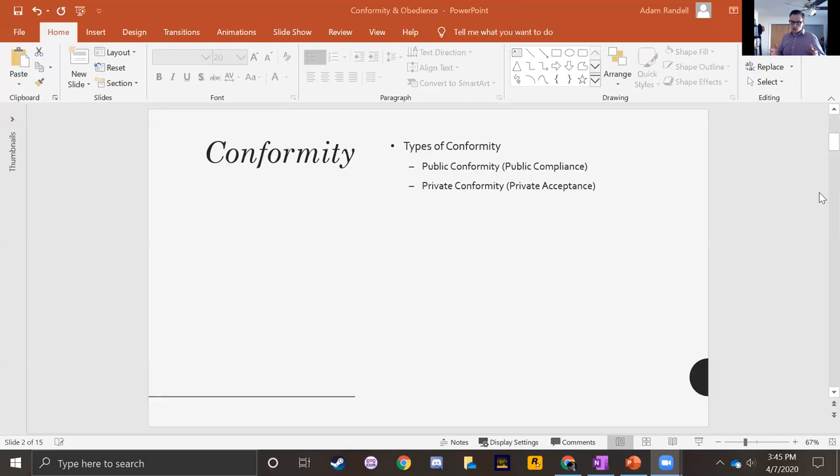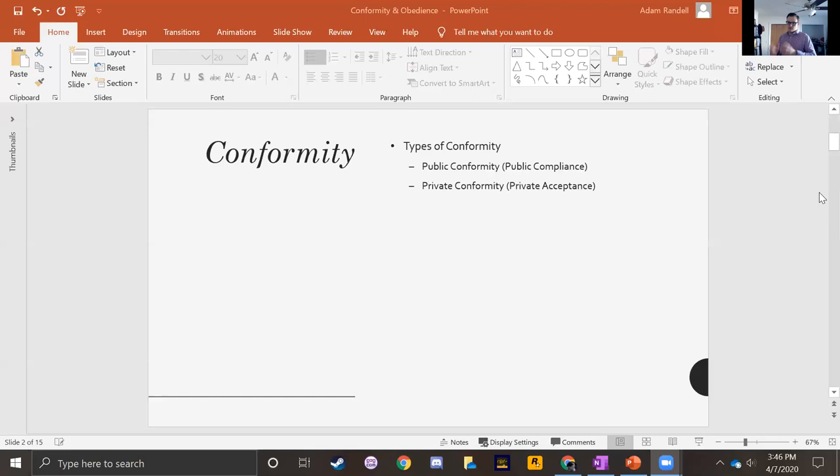Private conformity, on the other hand, is not only changing your behavior to match what everybody else is doing around you, but you're also changing your attitudes towards the behavior. You're changing whether or not you think that was the right thing to do. So, going back to that example, you walk into an elevator where everybody's facing the back. You might absolutely feel that urge to face the back of the elevator. But if you're privately conforming, you might also begin to start thinking, well, maybe this is what people are doing now. Maybe this is what we're supposed to do, all right? If you start changing your attitude, then you're privately conforming.